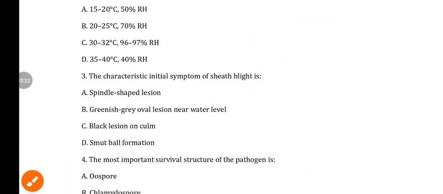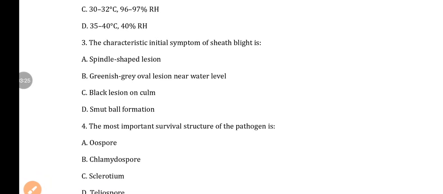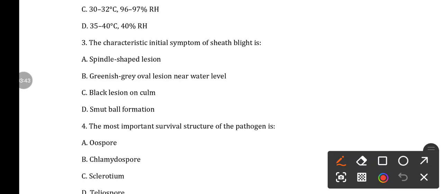Next, question number 3. The characteristic initial symptom of sheath blight is. Option A, spindle shaped lesion. Option B, greenish to grey oval lesion near water level. Option C, black lesions on corn. And option D, smut balls. Here the answer is greenish to grey oval lesions near water level.